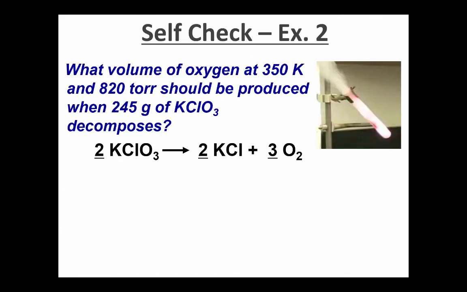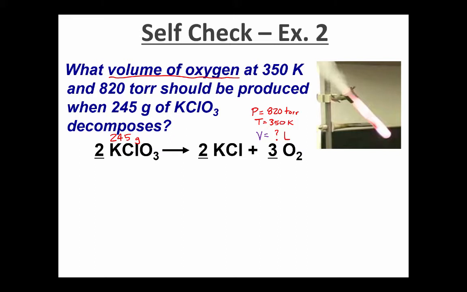What volume of oxygen at 350 kelvins and 820 torr should be produced when 245 grams of potassium chlorate decomposes? Notice, this gas is not at STP. I like to begin my calculations by identifying what I'm looking for. In this problem, it's the volume of oxygen. I would also note the temperature of the oxygen is 350 kelvin, and the pressure is 820 torr. I'm also told that there are 245 grams of potassium chlorate.